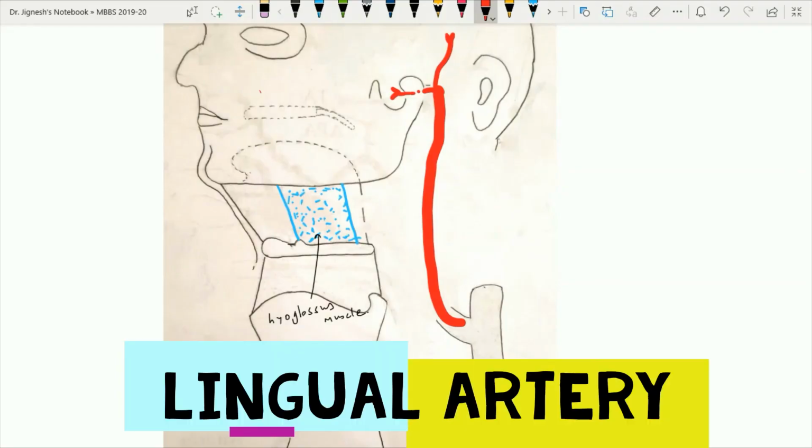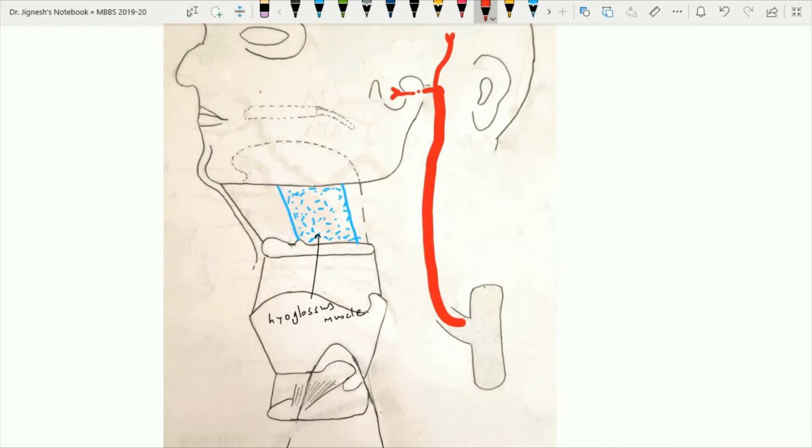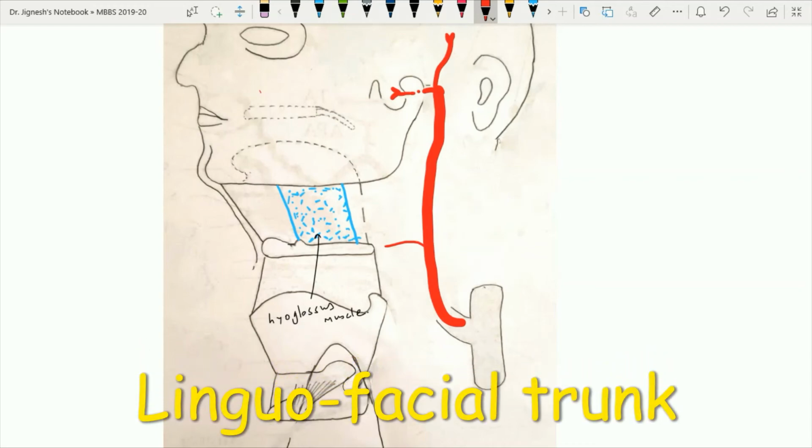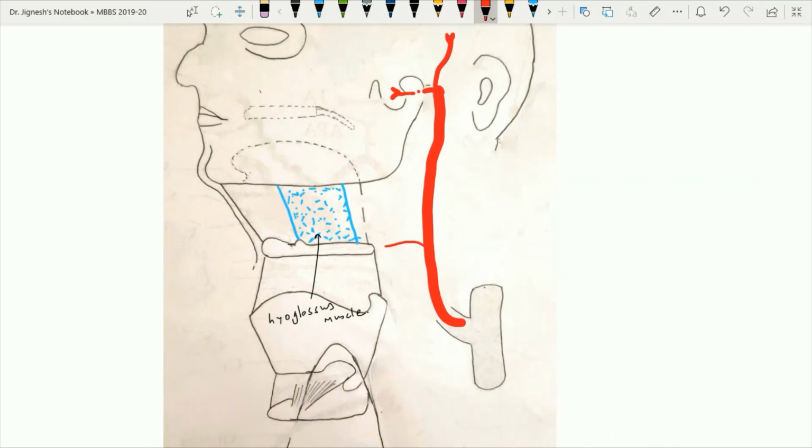Now let's see the lingual artery. This lingual artery is going to arise from the anterior aspect of the external carotid artery just at the level of the hyoid bone. Sometimes this lingual artery is going to arise from a common trunk from the external carotid artery, which will divide into the facial artery and lingual artery, and this common trunk is called the linguofacial trunk.